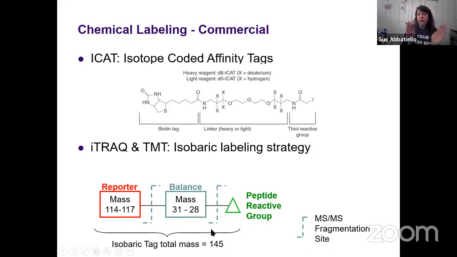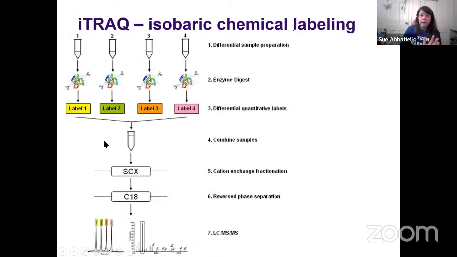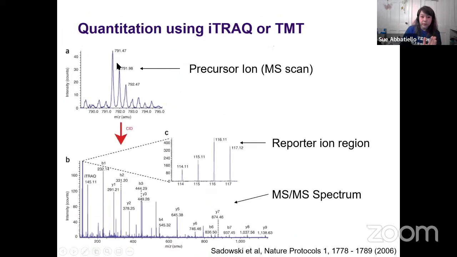Then when you isolate them and fragment them, the only things you're going to see are what's coming out of the peptide sequence, so you can ID it, and then this reporter mass region. Here we've isolated this 791, whatever peptide this is, with the 4 different labeling reagents on it. And then we can see all of the Y product ions and some of the B, so we can identify it in the MS2. But this reporter region in chart C that's blown up, this is how we quantify from each of those 4 samples how much of that peptide is present.